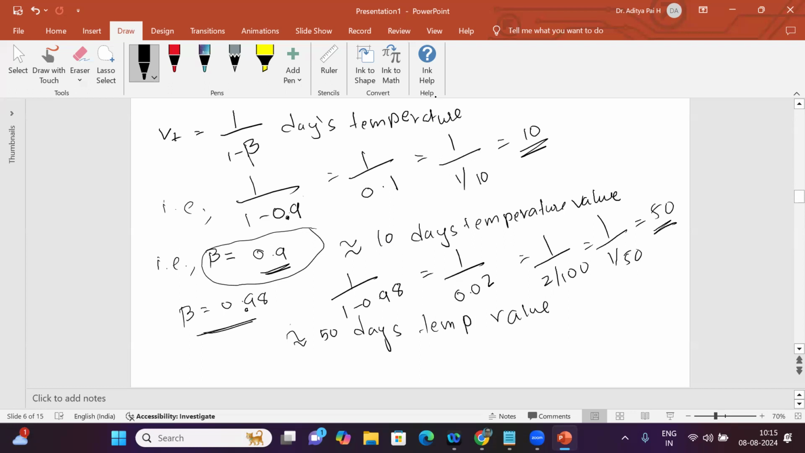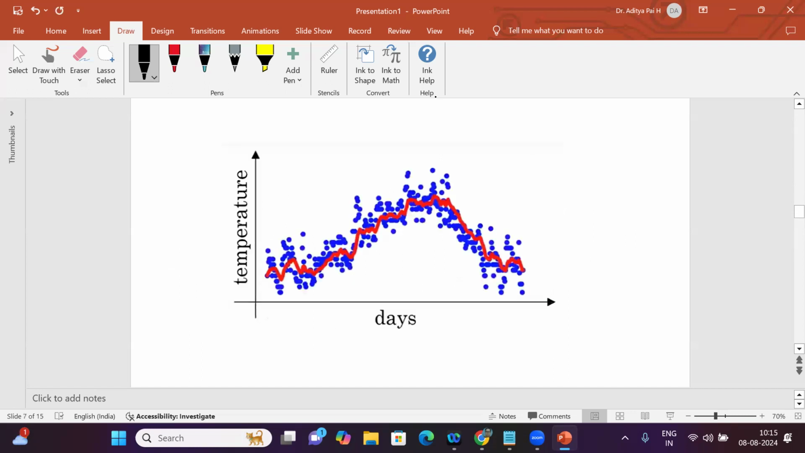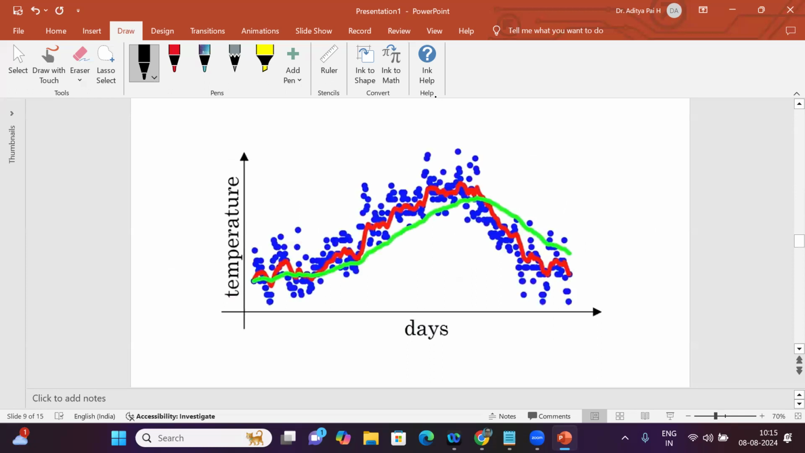So when you're taking a 50 days temperature value into consideration, you can see that there is a slight improvement. You can see a finer line than the previous one. So this is for beta equal to 0.9, and this is for beta equal to 0.98. You can see a smoother line. For a larger beta value, you get this.